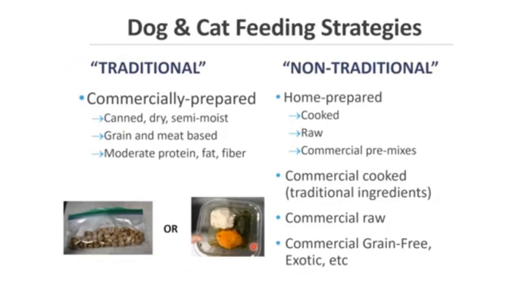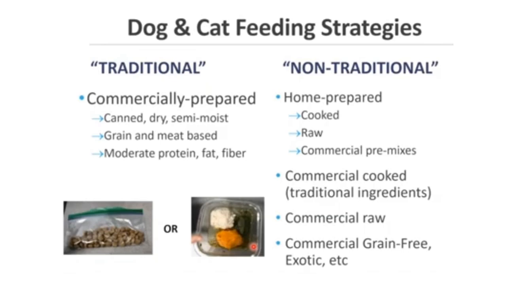Here briefly let us understand the feeding strategies for dogs and cats. The one is traditional feeding, that is the commercially prepared like canned, dry, semi-moist, grain and meat based, with moderate protein, fat and fiber. These things we have discussed in the first lecture on different kinds of pet foods, the basics.